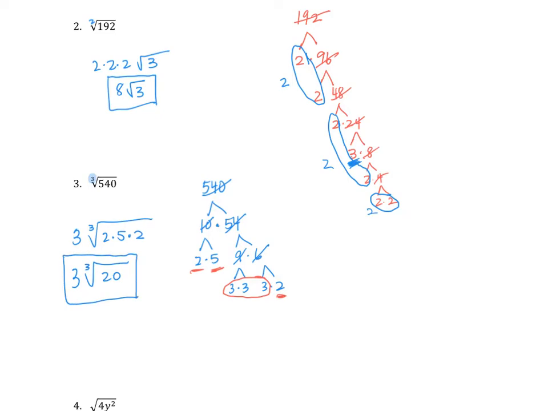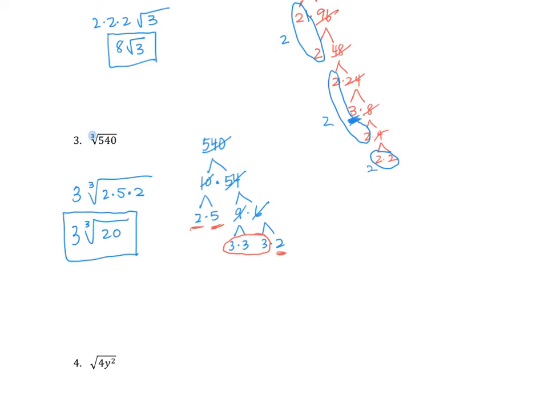So no matter what your root is, no matter what your index is, you're going to do the same process. You just might be looking for different size groups based on your root or your index. Okay? So if you have a square root, you're looking for groups of size 2. If you have a cube root, you'd be looking for groups of size 3. If you had a fourth root, you'd be looking for groups of size 4, etc.